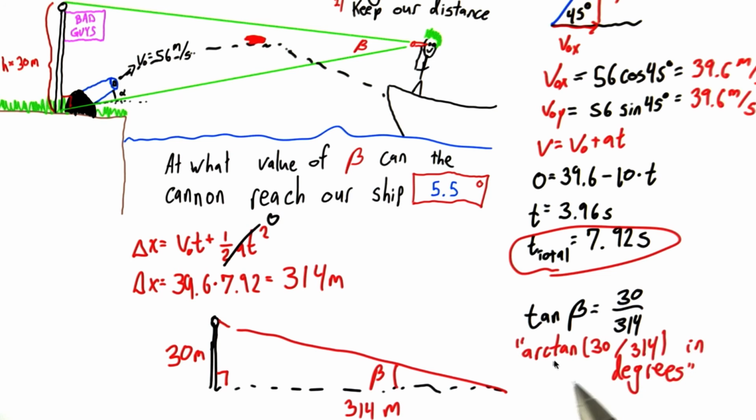If I ask Google what's the arctan of 30 over 314 in degrees, because remember that's how we go from ratios to angles, it gives me a value of 5.5 degrees. Good work.